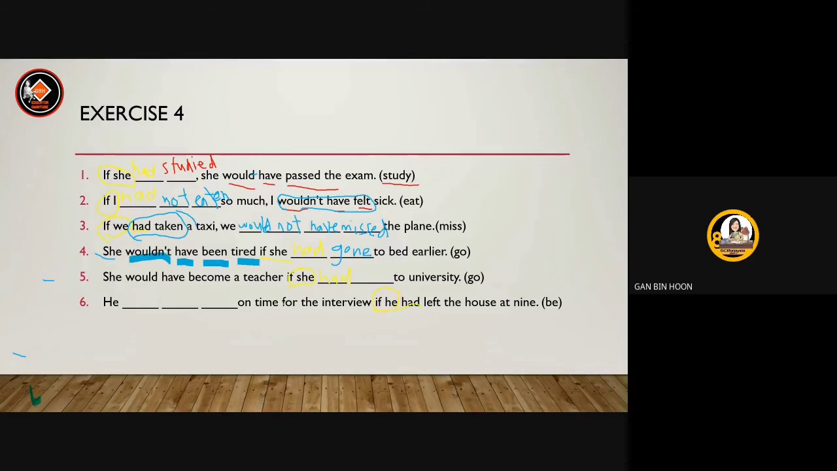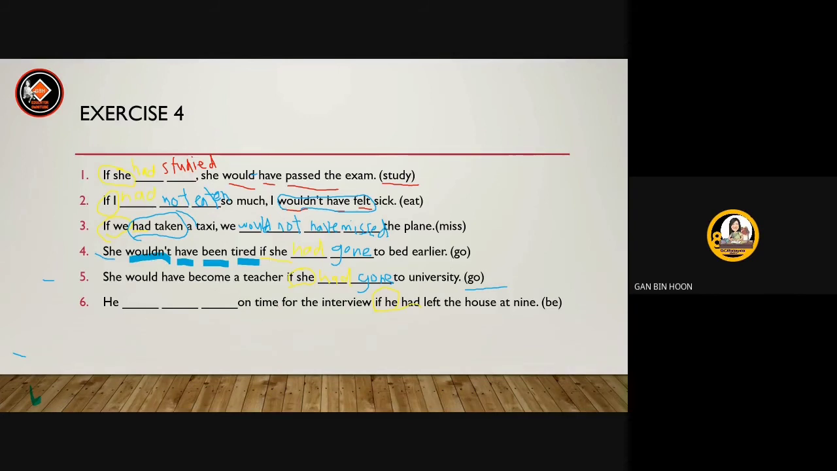Okay, next. She would have become a teacher if she had. What's the past tense of go? When? What's the perfect? Answer will be gone. Good. She would have become a teacher if she had gone to the university.